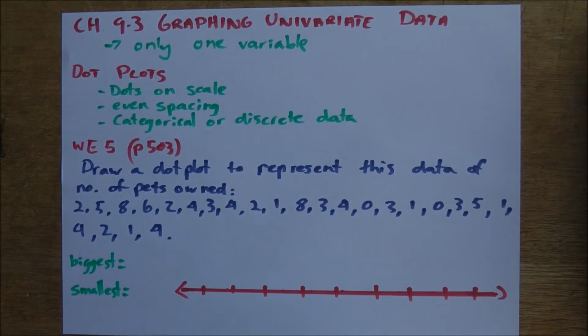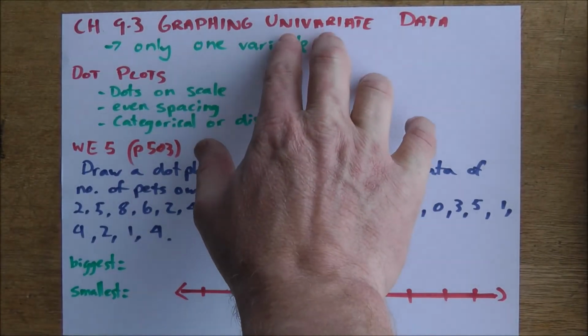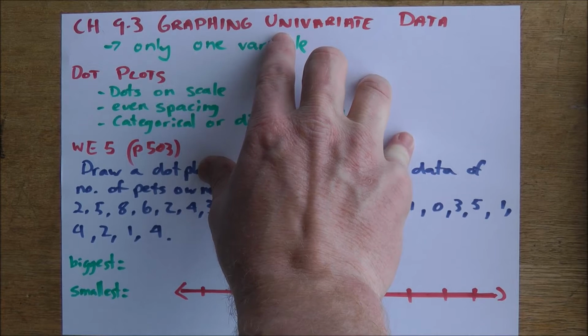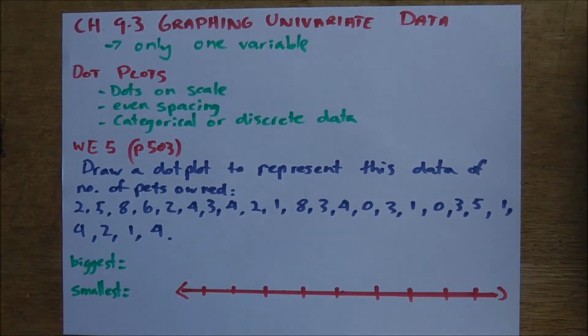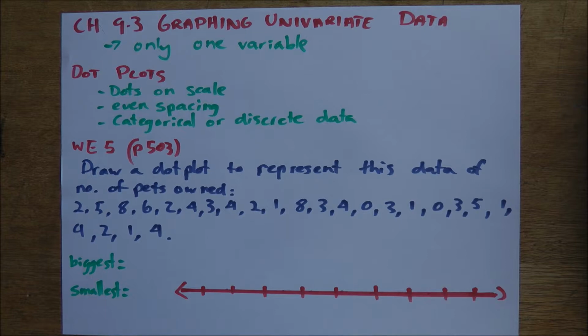Chapter 9.3, Graphing Univariate Data. Univariate refers to uni, meaning one variable. So we're actually surveying one thing. For example, we could talk about test results on an exam that a class did. It's the actual score that people got on the test that's what's varying. There's only one variable. So that's what we mean by univariate.